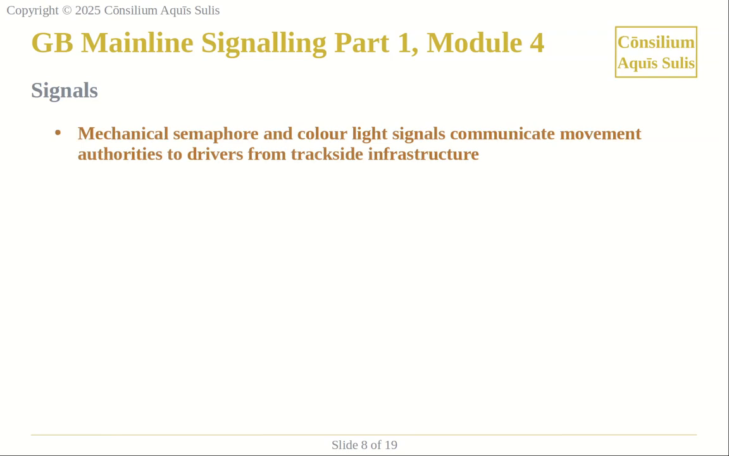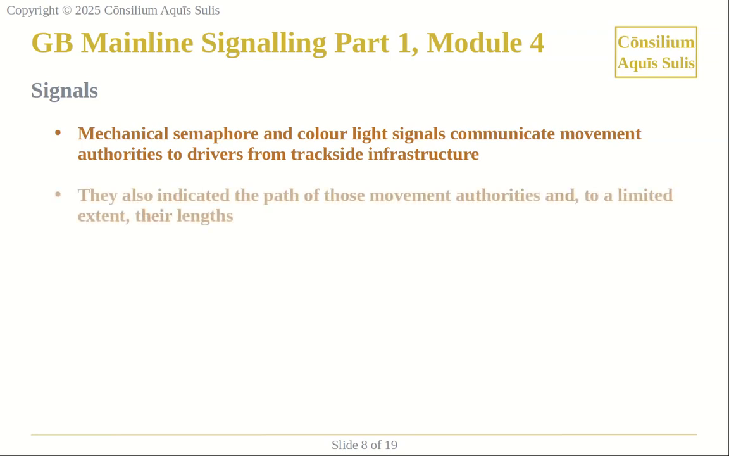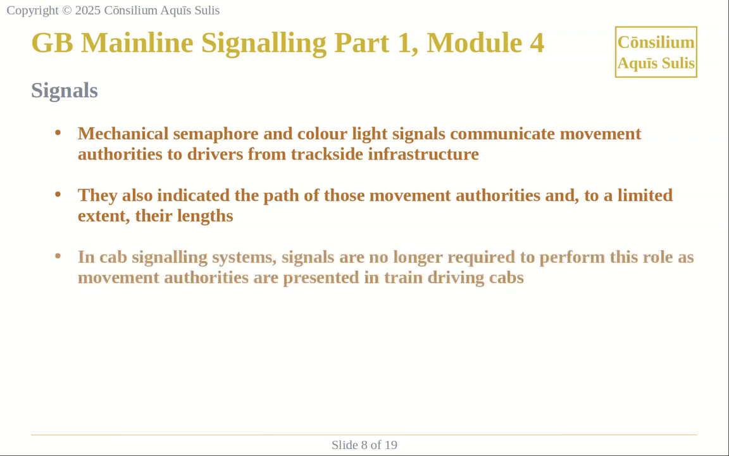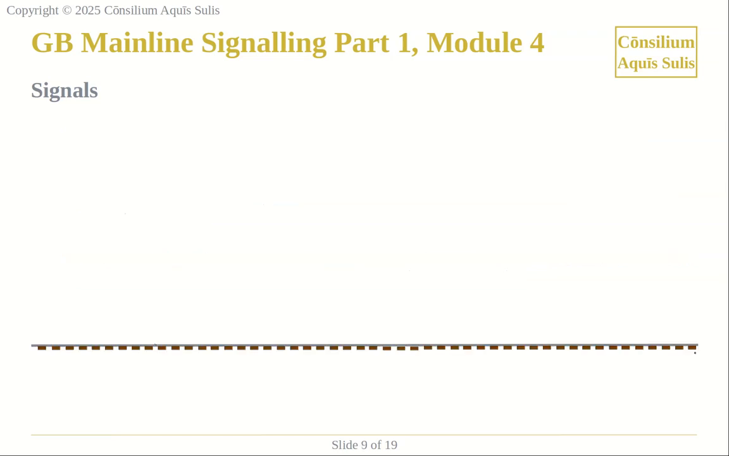Mechanical semaphore and coloured light signals are the original meaning of the word signal, and they communicate movement authorities to drivers from the trackside infrastructure. They also indicate the path of those movement authorities and, to a limited extent, their lengths. But of course, in cab signalling systems, signals in that traditional sense of the word are no longer required because the movement authorities are presented in the driver's cab.